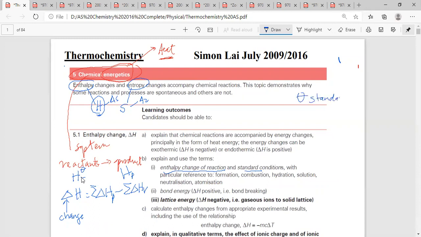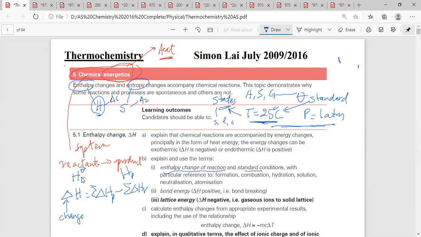Standard here means the conditions of temperature and pressure. The temperature is 25 degrees centigrade and the pressure is 1 atmosphere. It's very important, these two conditions. For enthalpy, entropy, and Gibbs free energy, the temperature is 25 degrees centigrade. Why? Because it is like everyday usage, and the states are very important, because when you change the states you need heat: solid, liquid, and gas.